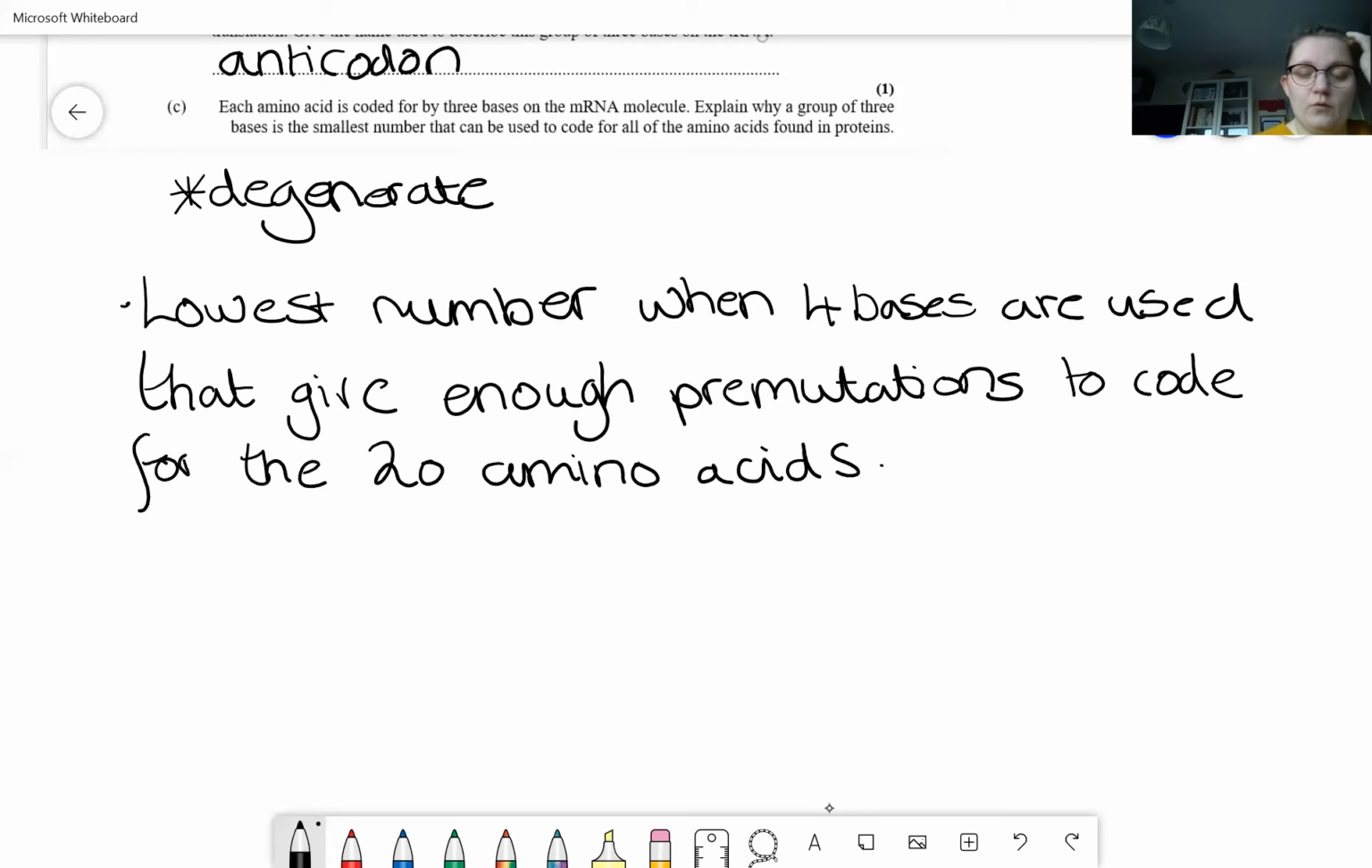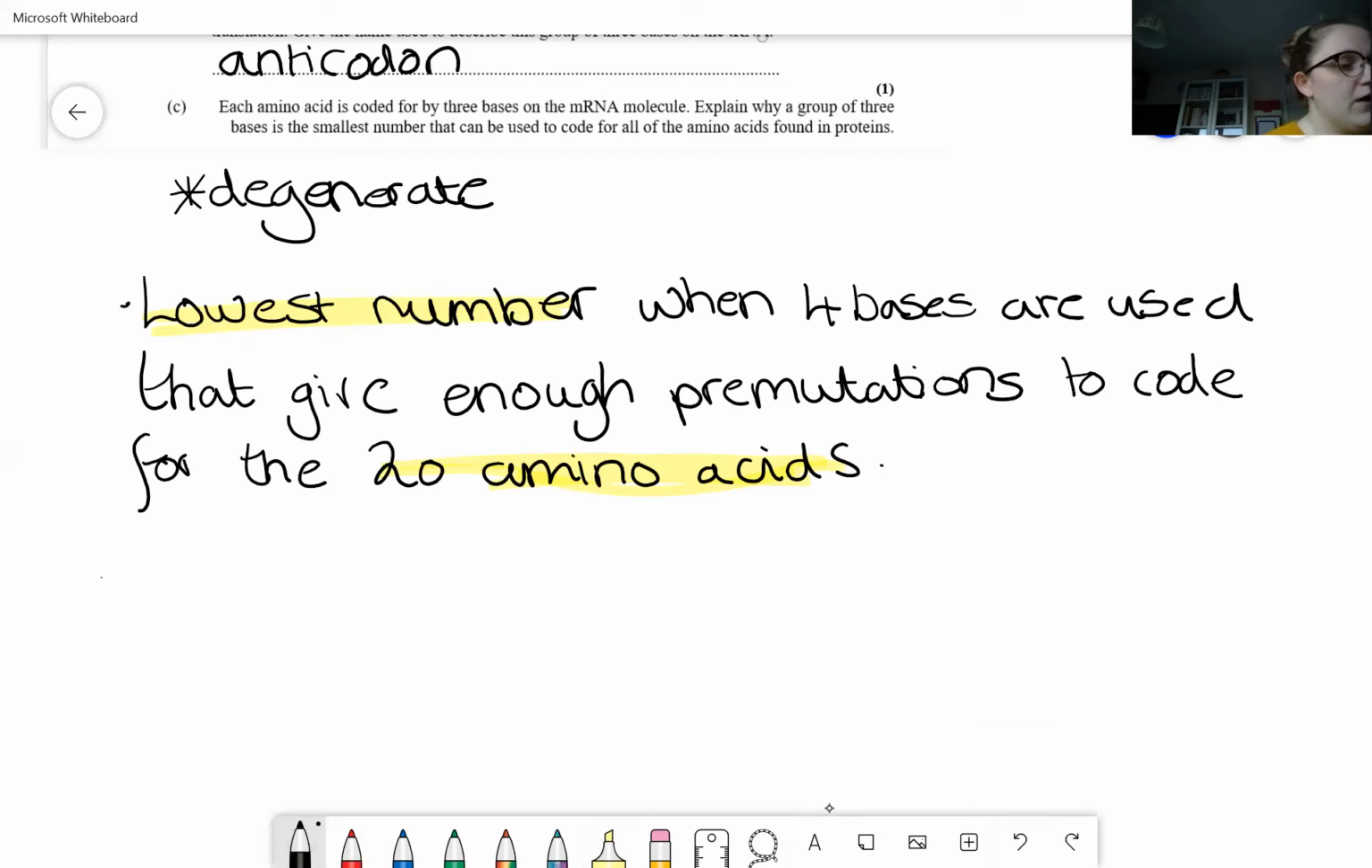So, lowest number. We want to put a little bit of maths in here. We would go, okay, we've got 20 amino acids. We've said that already, so that's fine. I don't need to rewrite that bit. That bit's really important. And we've got the fact that it's the lowest number, which is really important as well.